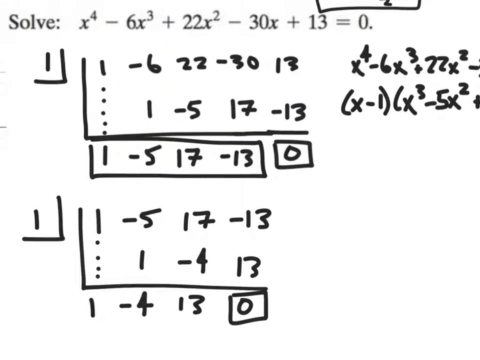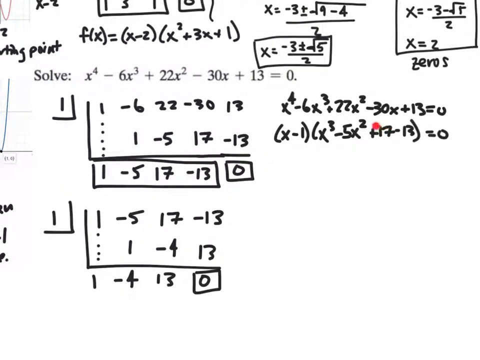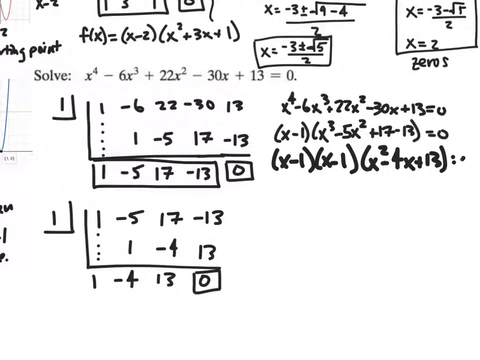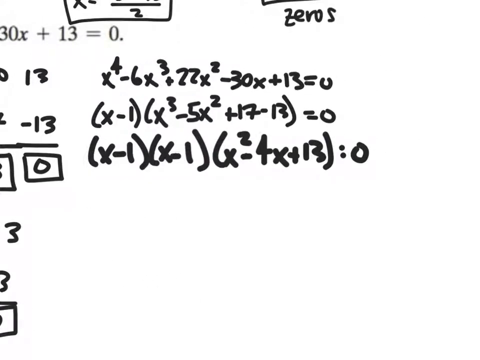Now, look what we've done. Let me zoom out a little bit. Okay, I have taken this polynomial, x to the 3rd, and I have separated it out into another set of factors. So here's what I got. I got x minus 1 times x minus 1, okay, times x squared minus 4x plus 13 is equal to 0, okay? And that's what I've done. Now I have something that's a quadratic.